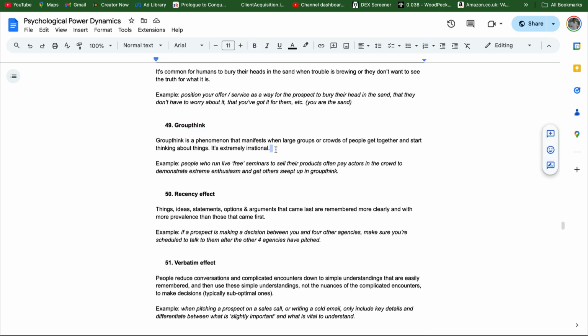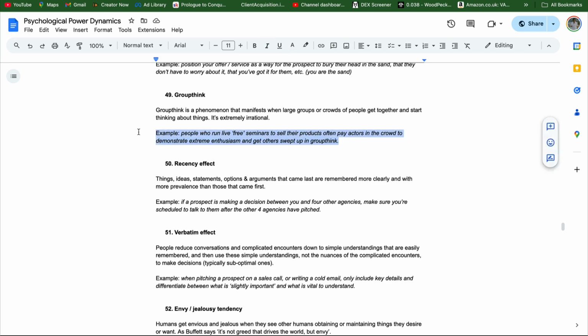49, groupthink. Groupthink is a phenomenon that manifests when large groups or crowds of people get together and start thinking about things. It's extremely irrational. Example, people who run live free seminars to sell their products often pay actors in the crowd to demonstrate extreme enthusiasm and get others swept up in groupthink, right? It's really, really powerful.